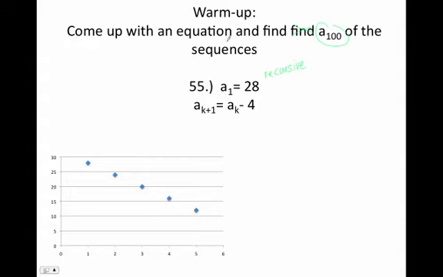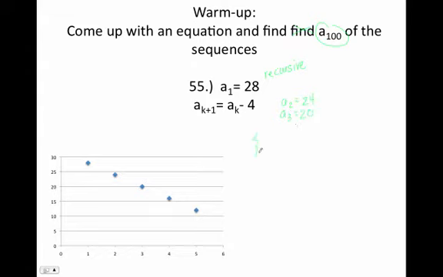Now why would we want to come up with an equation? Well, because a recursive would have me doing 100 steps, right? In order to get a sub 2, I would have to use a sub 1. That's what this is saying right here. To get the next term, you would have to use the previous minus 4. So I could very well say, well, a sub 2 is 28 minus 4. And then a sub 3 is going to be this number minus 4, so 20.